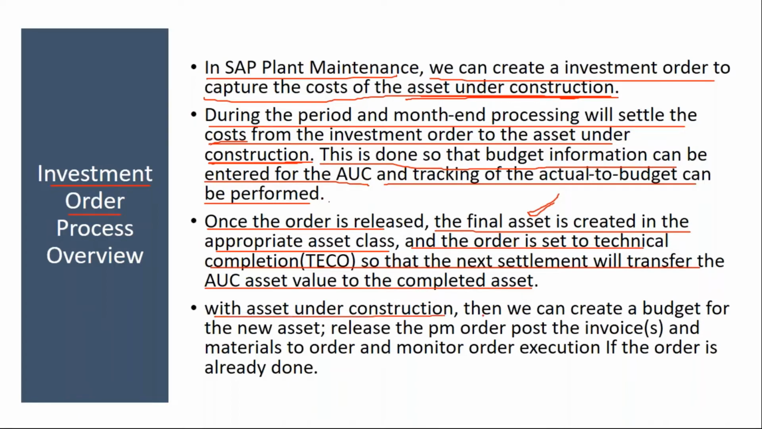With asset under construction, we can create a budget for the new asset. Here they can do budget allocation. Whenever a new equipment is purchased, the finance team will allocate some budget. Within that budget, they need to do the commissioning and installation. So they will track the installation cost and all. They will capture it through this budget allocation, which we will see in the system.